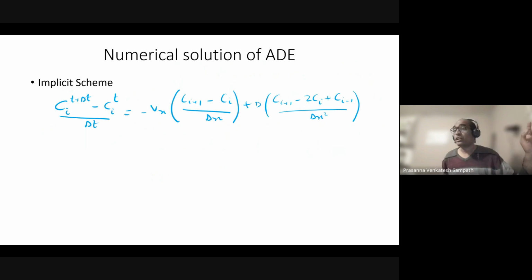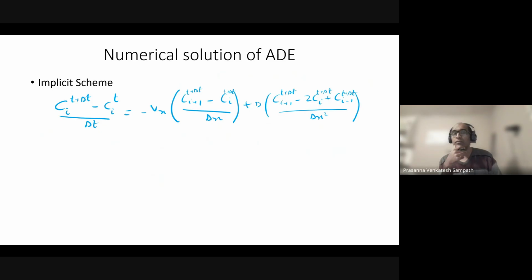In the explicit scheme, what did I do? I just mentioned time step values as t for all the terms on the right hand side. On the left hand side, I had t plus delta t and one value of t. Now, in the implicit scheme, what I do is I just mention t plus delta t here for every single value. T plus delta t, t plus delta t, t plus delta t.